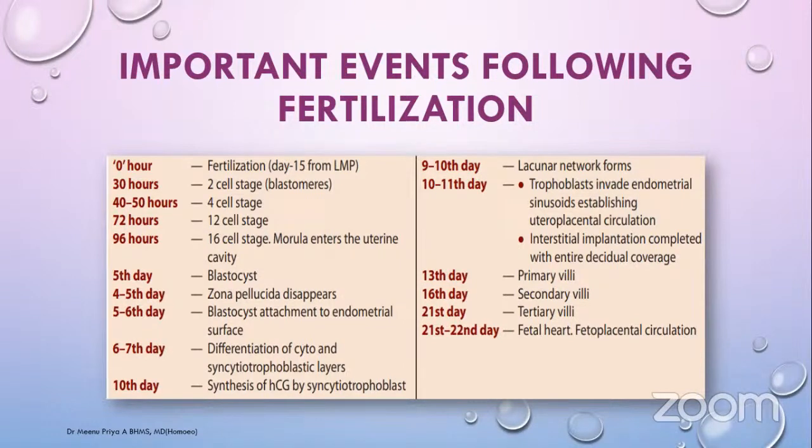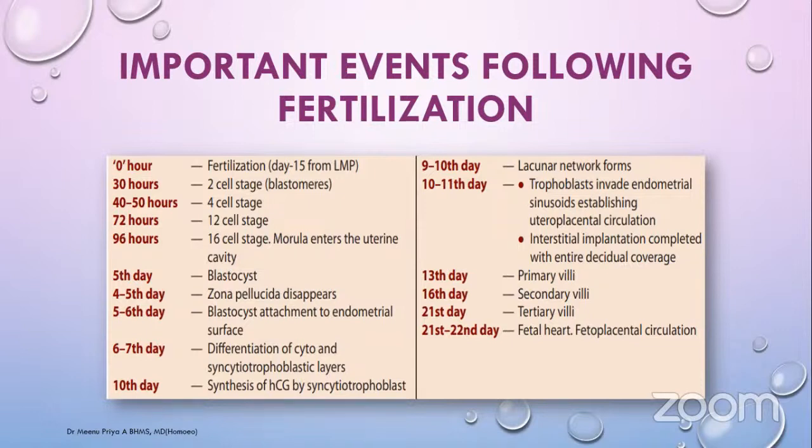On the 4th to 5th day, zona pellucida disappears. That means zona hatching is happening. On the 5th to 6th day, blastocyst attaches to the endometrial surface. So implantation day is the 6th day. On the 6th to 7th day, there is differentiation of cyto and syncytial trophoblast layers, and on the 10th day, synthesis of human chorionic gonadotrophin by the syncytial trophoblast.